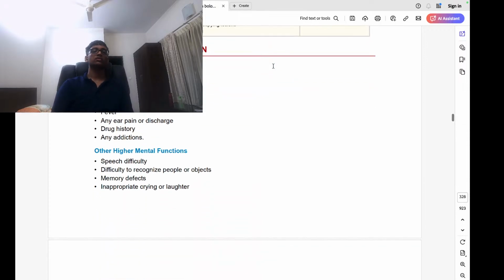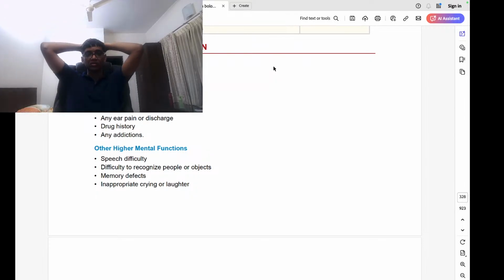Then, higher mental function, you have altered status of consciousness, onset, any seizure blackouts, any fall or injury, any ear or nosebleed, fever, any ear pain or discharge, drug history, and any addictions. Other higher mental function, we have speech difficulty, difficulty to recognize people or objects, memory deficits, and inappropriate crying or laughter.